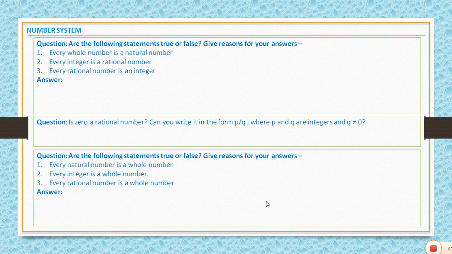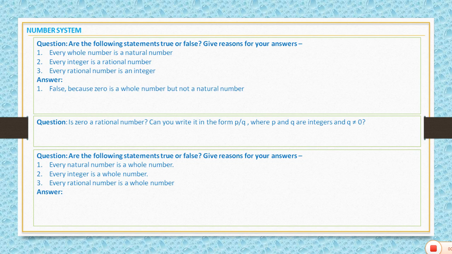Question number 1. Every whole number is a natural number. Come on, make a guess. क्या सारे whole numbers natural numbers होते हैं? Whole numbers में 0 भी आता है, 1 भी आता है, 2 भी आता है, till infinite it goes. तो क्या सारे whole numbers natural numbers होते हैं? Natural numbers में 1 से number start होता है. So no, सारे whole numbers natural numbers नहीं होते हैं.